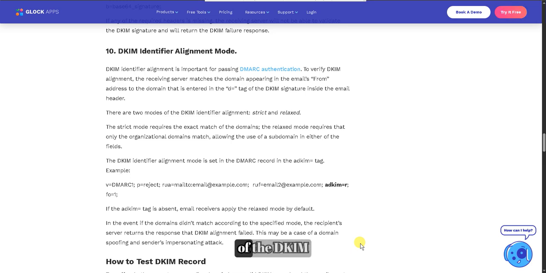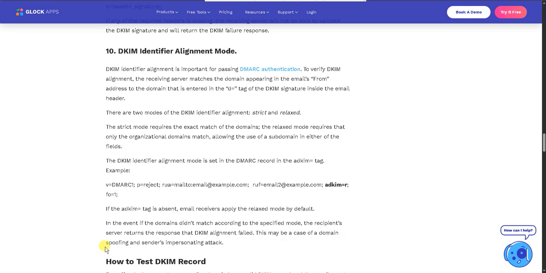So there are two modes of the DKIM identifier alignment. The strict mode requires the exact match of the domains. The relaxed mode requires that only the organizational domains match, allowing the use of subdomain in either of the fields. The DKIM identifier alignment mode is set in the DMARC record in the adkim equals tag.